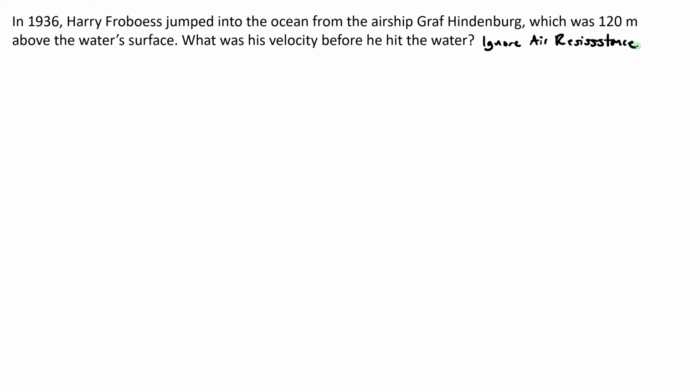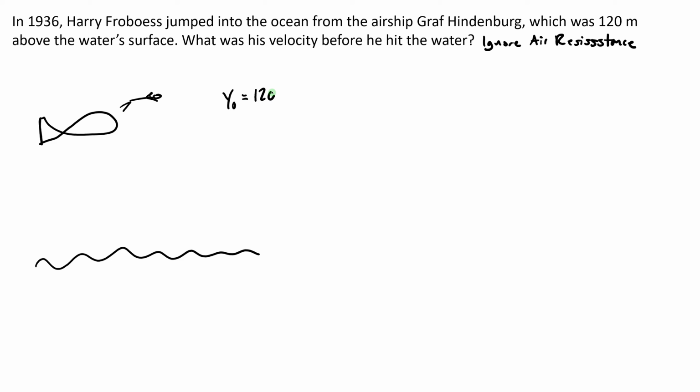Okay. So, how do I solve this problem? Well, here's the Graf Hindenburg, and here's Harry Frobos. Yay! Okay. And then the water. Initially, Harry Frobos is at a height of 120 meters. Then when he hits the water, he's at a height of 0. We'll say that that's where the ground is.